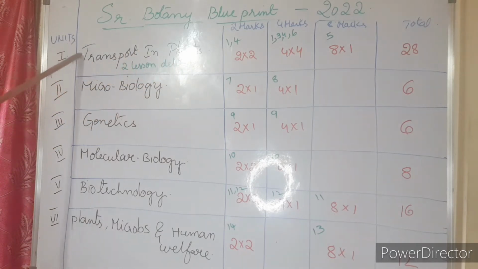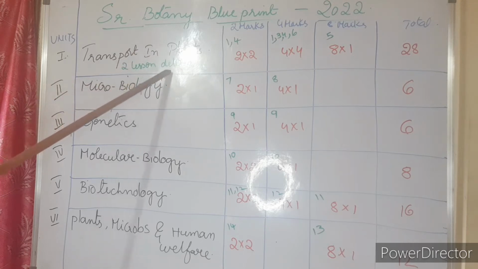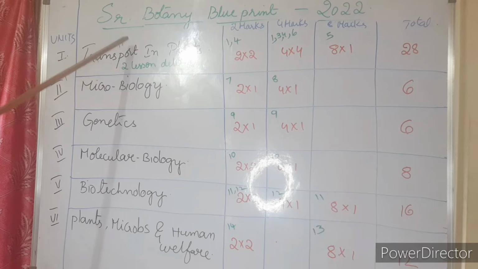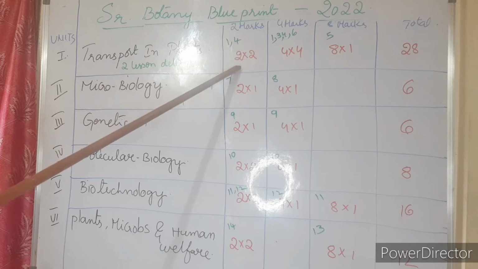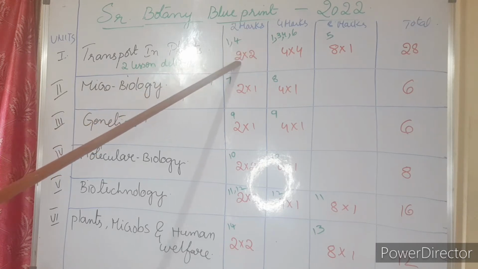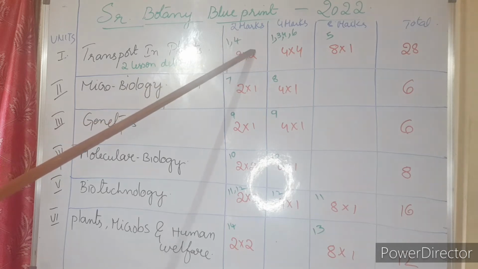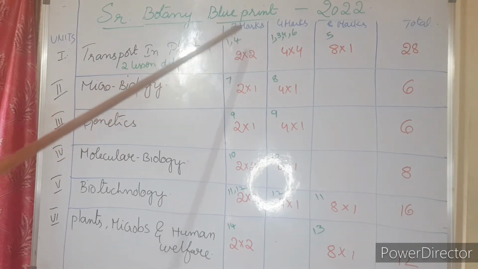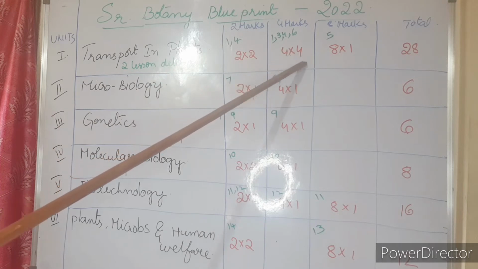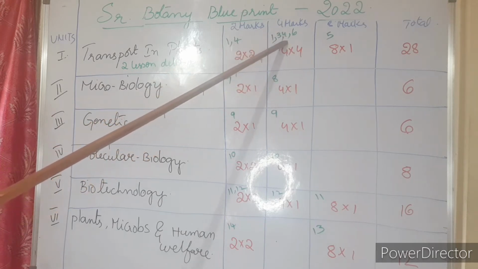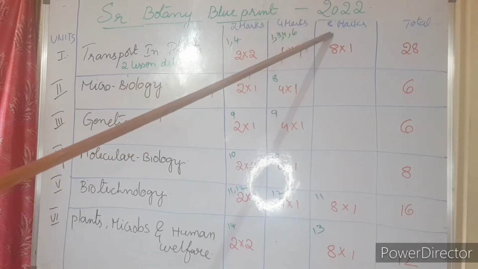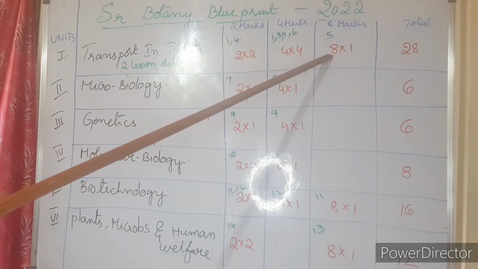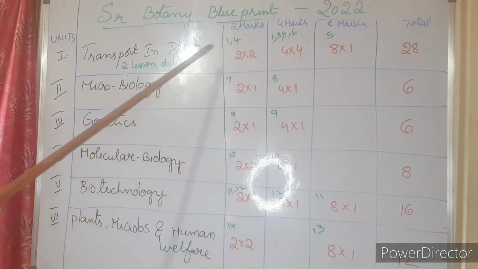Suppose we take the first unit, transport in plants. Here the second lesson is completely deleted, so remember that from the second lesson we won't get any questions. Going to the marks, here 2 mark questions we get from the first lesson and fourth lesson, or first chapter and fourth chapter. Coming to 4 marks questions, we are getting 4, from the first chapter, third chapter, fourth chapter and sixth chapter. And from the fifth chapter we are getting 1 8 mark question. So total 28. You have to keep this in mind.